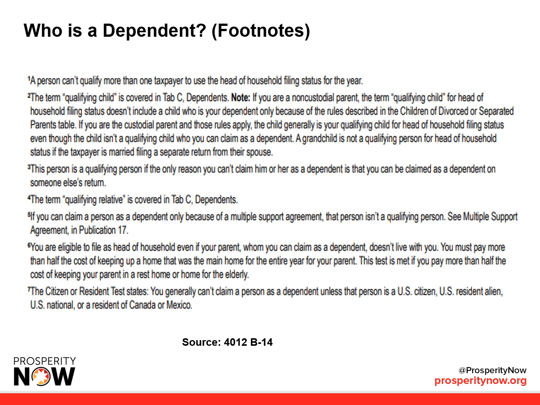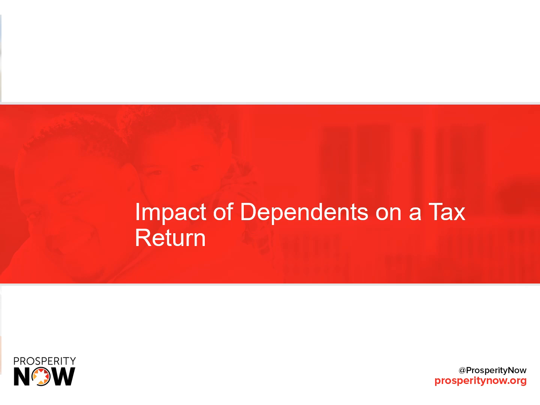Take a pause, take a look at these footnotes, and review some of these aspects that make up a qualifying person, qualifying child, or qualifying relative. Feel free to hit pause on this video. So, having a dependent may qualify a taxpayer for some benefits at the state and federal level. Let's take a look at the impact of dependents on a tax return.